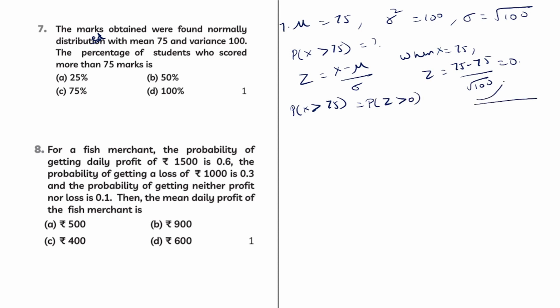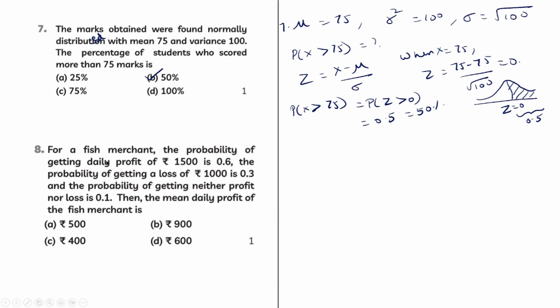Now if we see the standard normal distribution graph, at the center we have z equal to 0. So probability of z greater than 0 is half of this graph. It is this part. Now the area of this part is 0.5. As a result, probability of x greater than 75 is probability of z greater than 0, which is 0.5, or 50%. So the correct option is option B, 50%.